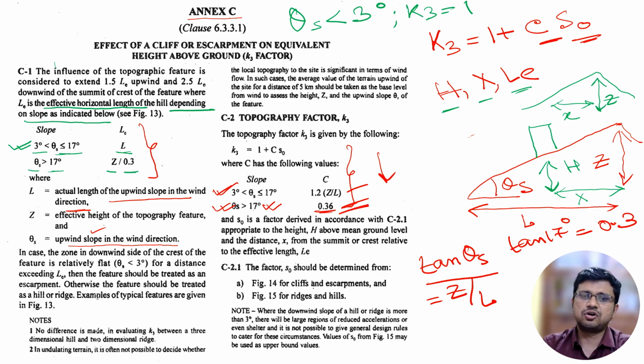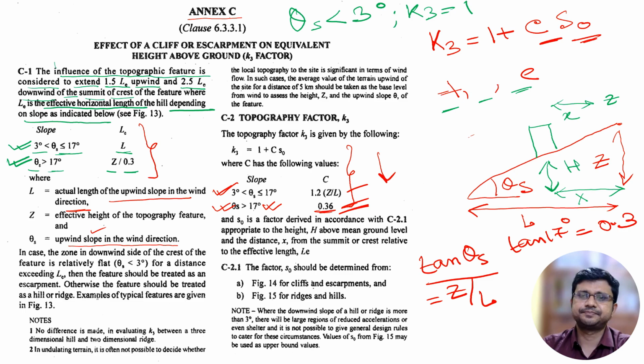And similarly, when the slope is in between 3 to 17 degree, at that time C will be equal to 1.2 into Z by L. And if theta s is greater than 17 degree, at that time C will be equal to 0.36. So these two cases we have to remember. And one thing is also very important. The influence of the topographic feature is considered to extend 1.5 LE in the upwind direction and 2.5 LE in the downwind direction of the summit or crest.